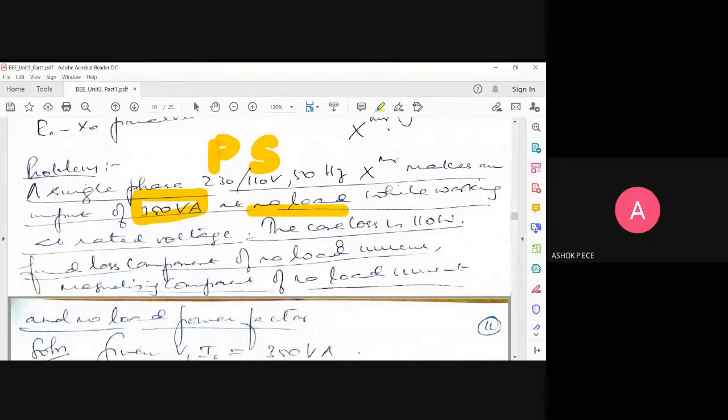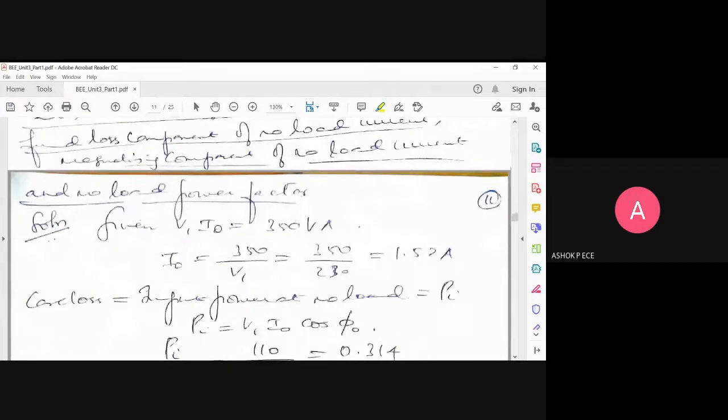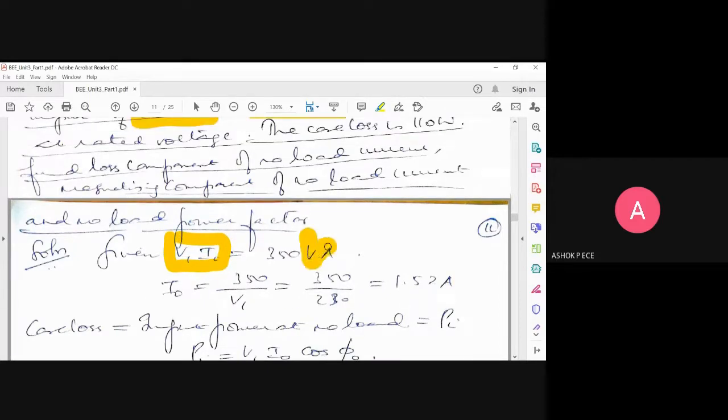So they are asking us to find all the currents: no load current, magnetizing current, and the power factor. Given is the primary voltage, secondary voltage, and 350 VA. This 350 VA is our clue. So what is this 350 VA? It is your input power. So V1 into I naught equal to 350 VA. Actually, V1 into I naught into cos phi naught will be in watts. If the unit is volt ampere, you have to multiply voltage and amperes only. If it is given as 350 watts, you have to include cos phi naught also.